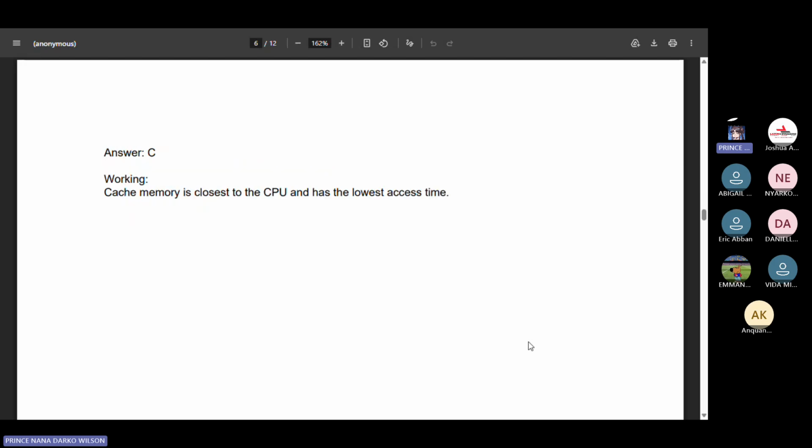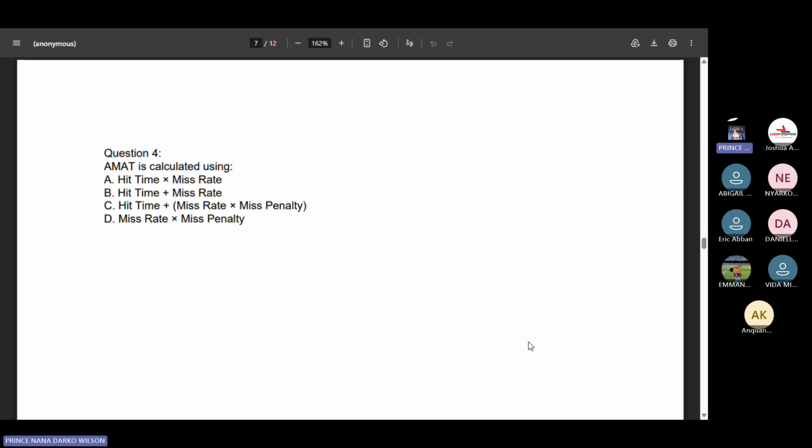That is correct. Cache memory is the closest to the CPU and it has the lowest access time. Therefore, it's the fastest. AMAT is calculated using this. So average memory access time is calculated using which one? Is it hit time times miss rate? Yes, Mr. Joshua. Hit time plus miss rate times miss penalty. Exactly. So hit time plus miss rate times miss penalty.